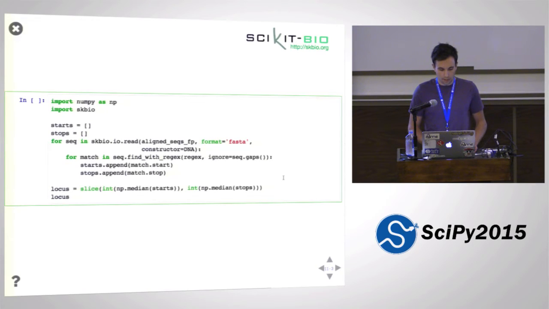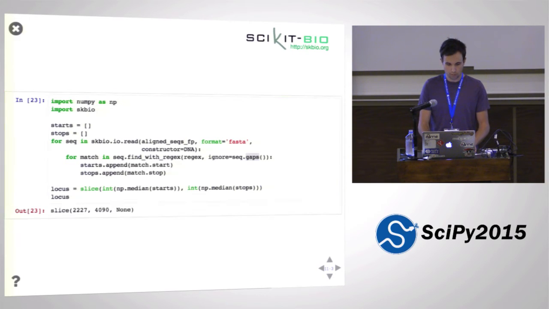We can use Scikit-Bio's I/O framework to read in this FASTA file of our reference sequences. Then we can use find with regex, a method on the DNA object, to perform these regular expression searches, ignoring gaps in the sequence, and record the start and stop positions. We're basically finding the region that we want to slice these sequences to. If we run this, you can see we end up with a slice with start and stop.